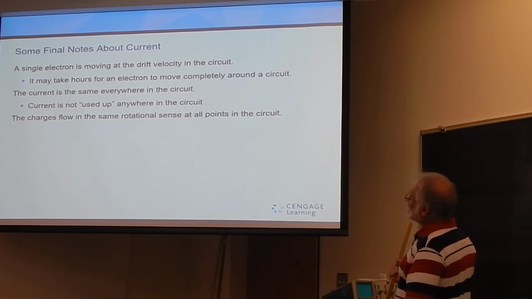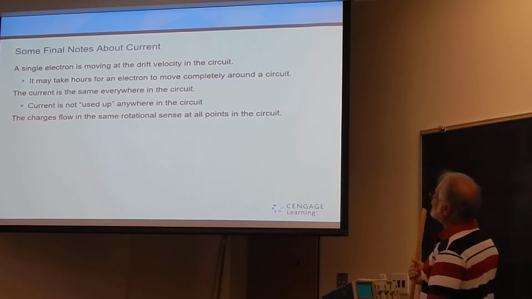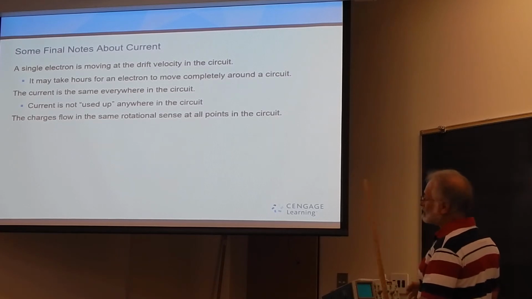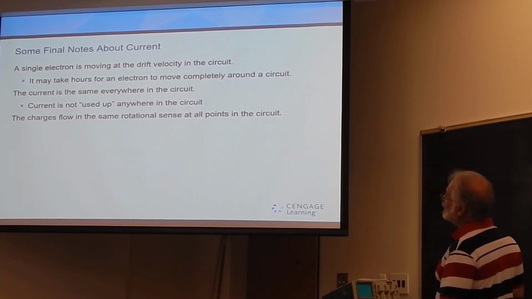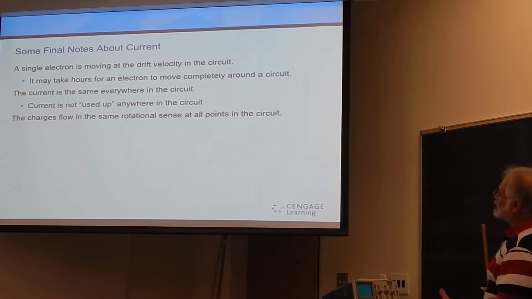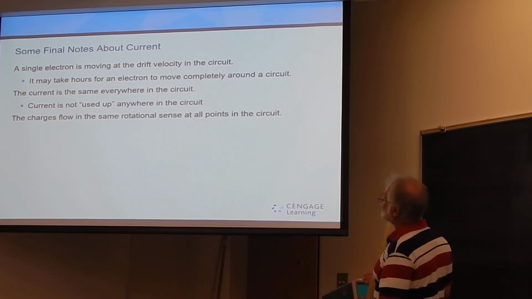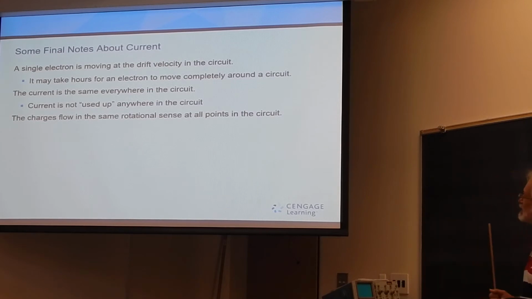If I have one single electron that moves at the drift velocity in the circuit, it may take hours for an electron to move completely around the circuit. But the current is the same everywhere in the circuit. You never use up current in a circuit. Charges flow in the same rotational sense at all the points in a circuit.